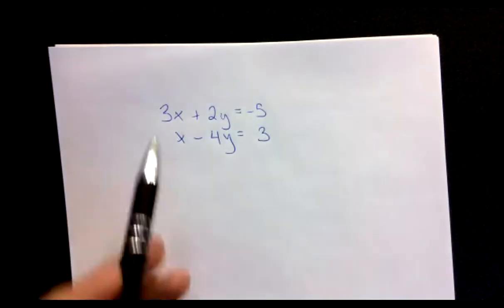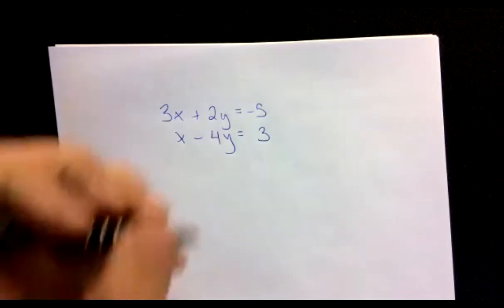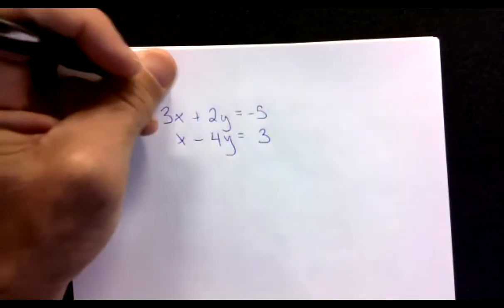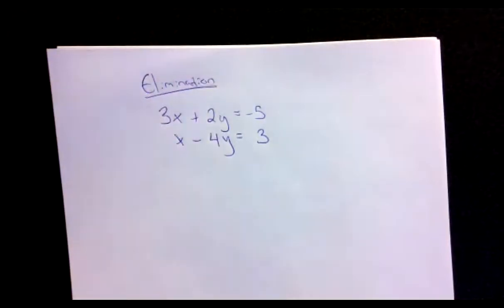So again, I've got 2 equations. I've got a 2 variable system. This is probably going to be 2 lines that are going to cross. We're looking for that point of intersection. I'm going to solve this one by elimination. You could very easily solve it by graphing or substitution if you want. I'm going to do elimination.